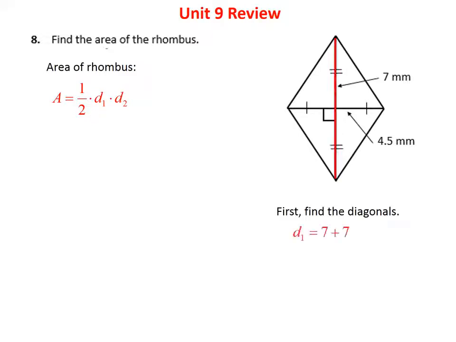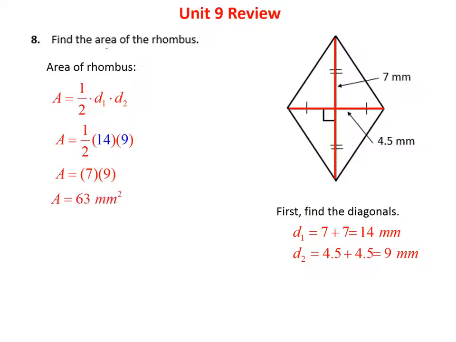So to find the diagonals, the first one, diagonal 1, the vertical one, is 7 millimeters plus 7 millimeters, or 14 millimeters. The second diagonal is 4.5 plus 4.5 millimeters, or 9 millimeters. Now we can plug those into our formula. 1/2 of 14 times 9, half of 14 is 7. 7 times 9 is 63 square millimeters.